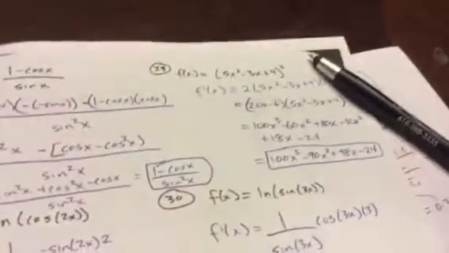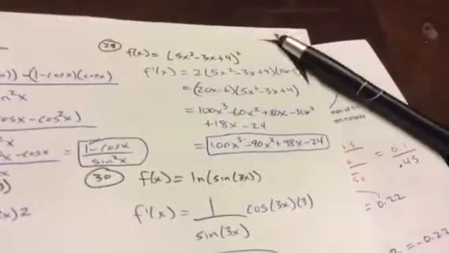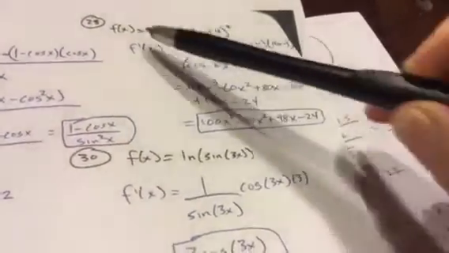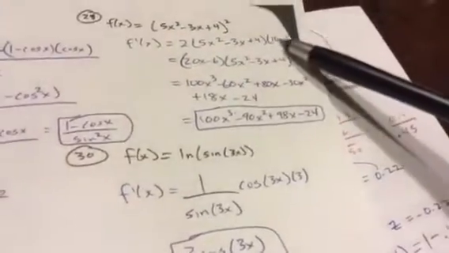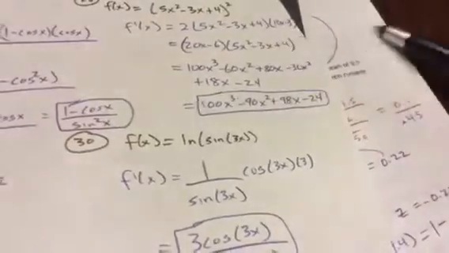folks. I just did the chain rule. Brought down 2, and then wrote it as, you know. So bring down the 2, write that function, and then take the derivative of that function right there. 10x minus 3 times 2 is 20x minus 6. Then you have to distribute.